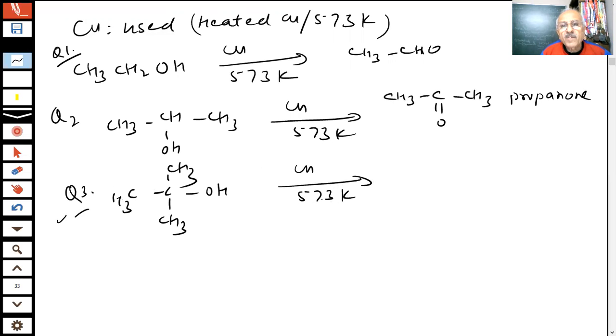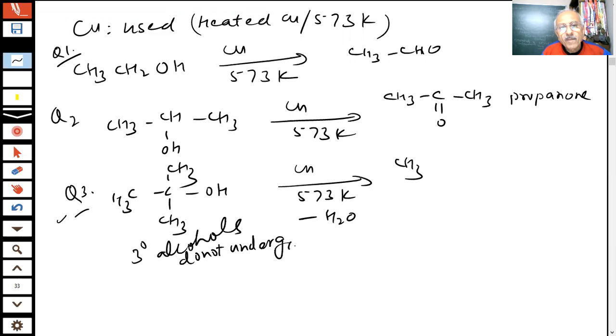The elimination. This will undergo dehydration, loss of water, minus H2O. Because tertiary alcohols are not oxidized. 3-degree alcohols do not undergo oxidation. Important point to note for the exam, students, because this carbon does not have a hydrogen. The carbon attached to OH doesn't have a hydrogen.